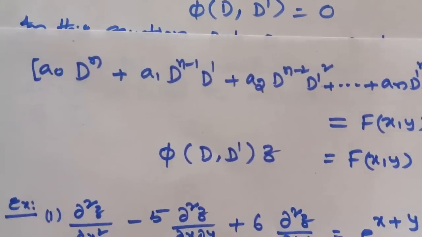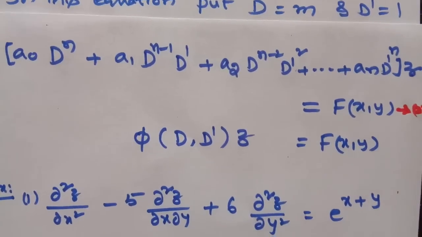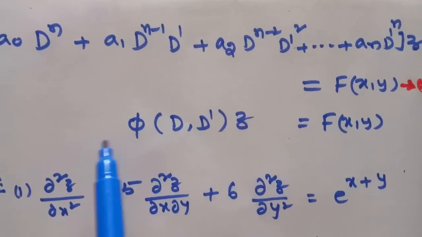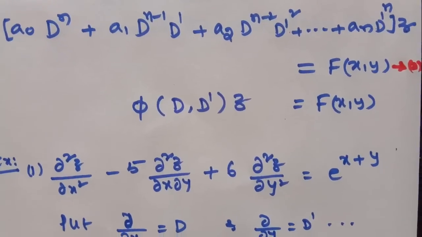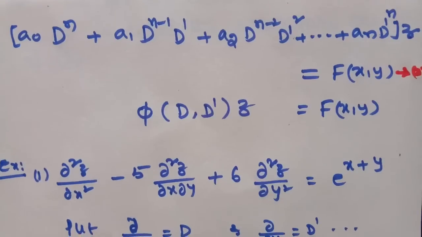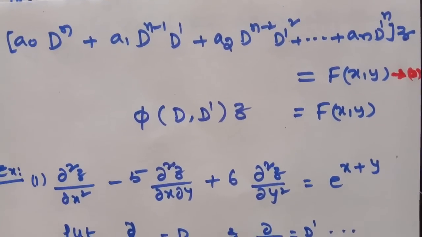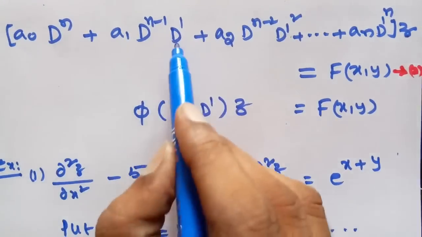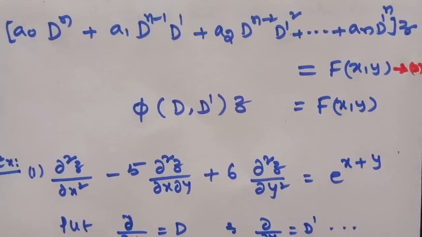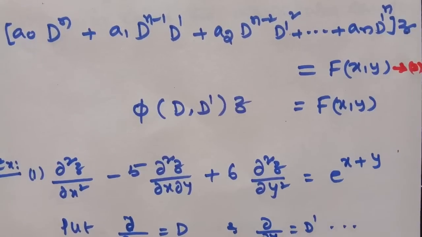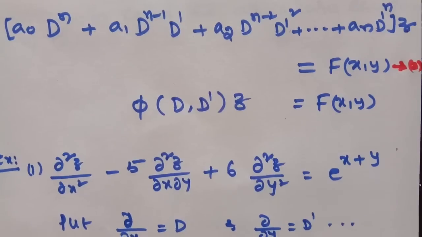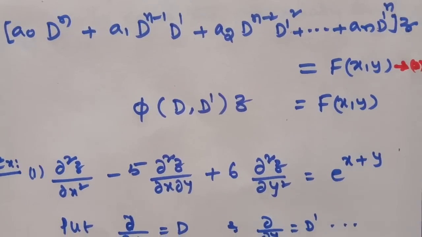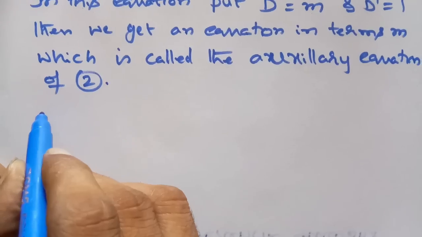This is equation number 2. So we have written the auxiliary equation of equation 2 by substituting capital D is equal to m and D dash is equal to 1. The resultant equation is called the auxiliary equation of a homogeneous linear higher order partial differential equation.